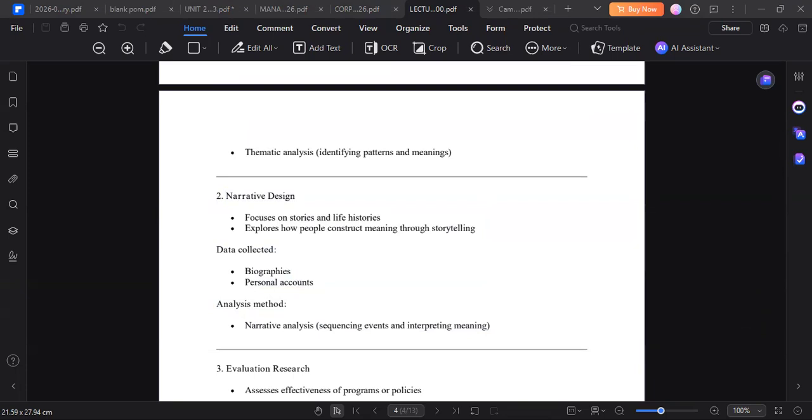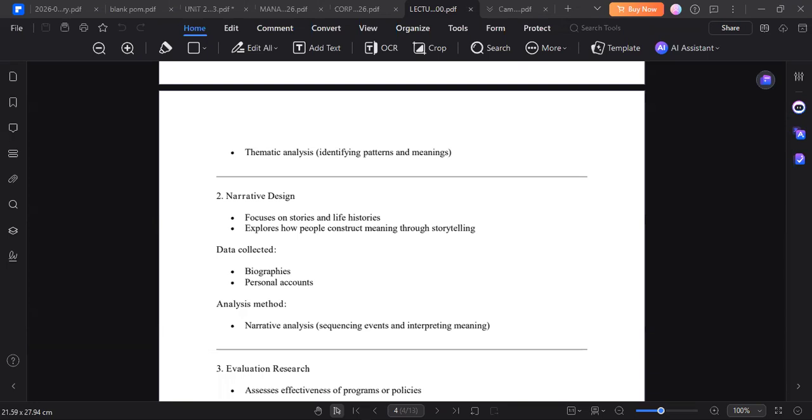So under narrative, it's a type in qualitative research which focuses on people's stories, their life experiences, their personal histories. It's based on the idea that individuals make sense of their lives by telling stories about their experiences. So instead of just collecting facts, this kind of design will help researchers to understand how the event happened over time, how people interpret those events, what meanings they attach to those experiences.